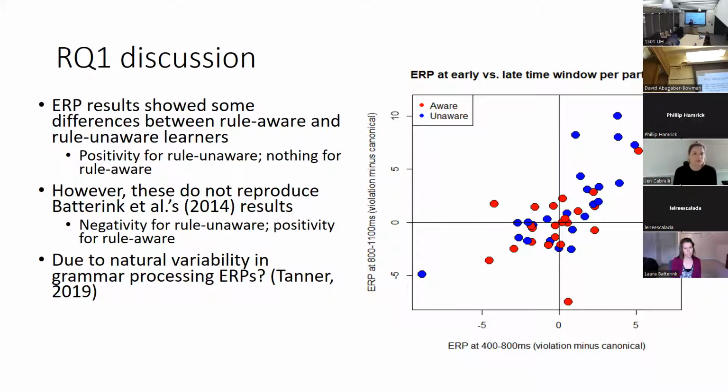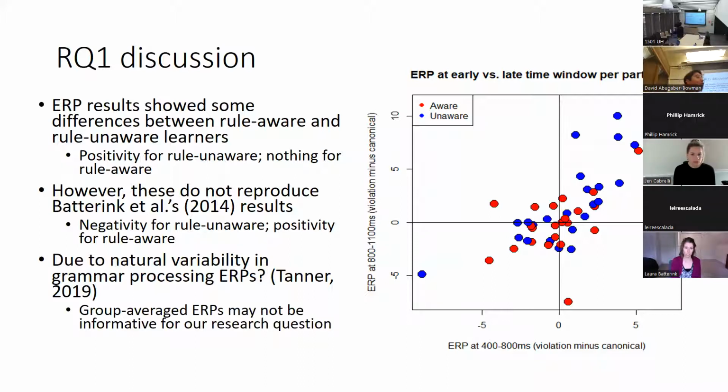So to visualize this, what I'm showing here is the data from my participants in block 2. You can see here on the x-axis their ERP effect in the early time window, on the y-axis the ERP effect at the late time window, and it's color-coded by whether they're aware or unaware. So basically, the fact that these folks fall along this spectrum with no systematicity to it suggests that grammar processing ERPs are variable, as Tanya found.